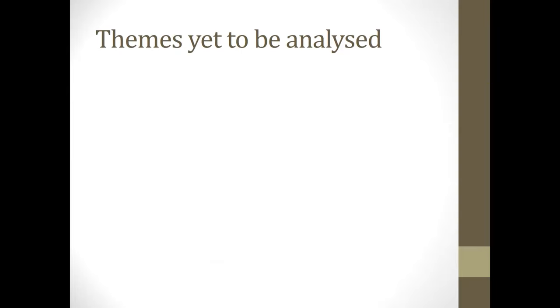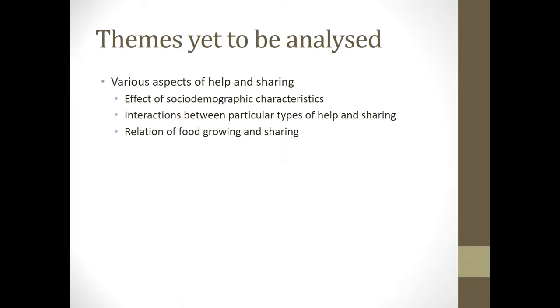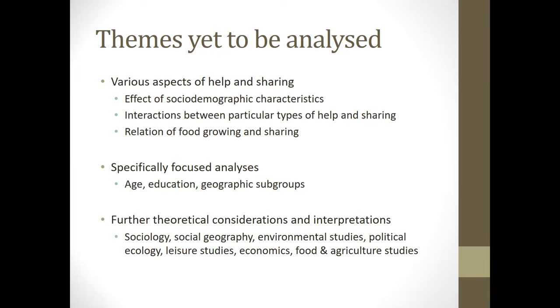And the last one, so there will be some time for questions, I hope. I've shown three cases, but there's a lot of data. What still is not analyzed and can be are these aspects of help and sharing which are not related to food. There's a place for analyzing the effects of sociodemographics, interaction between particular types of help, the relation between food growing and sharing and help of different kinds. There is still space for more detailed, specifically focused analysis, focusing on subgroups of different age, education, and geographic locality. And all of these data, of course, can be used for various theoretical considerations and interpretations.